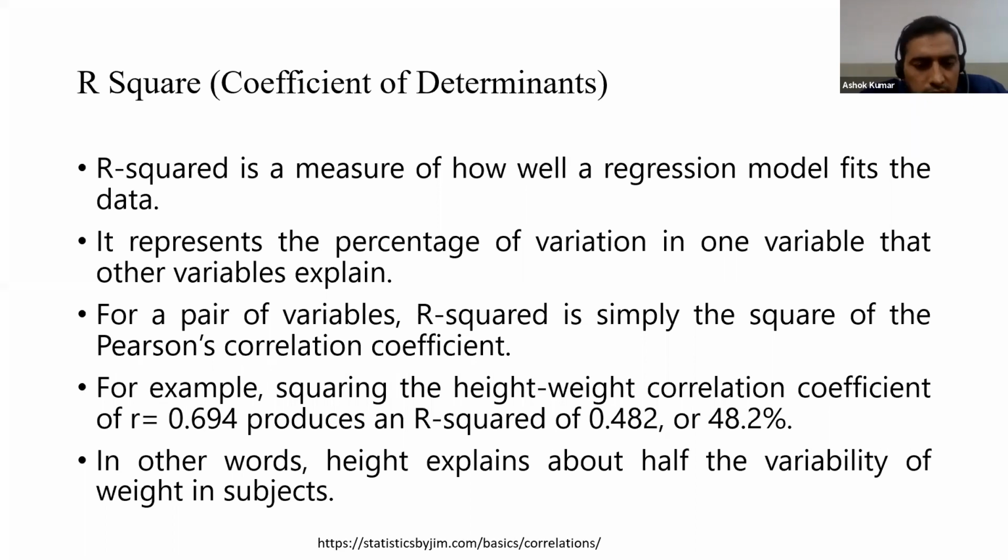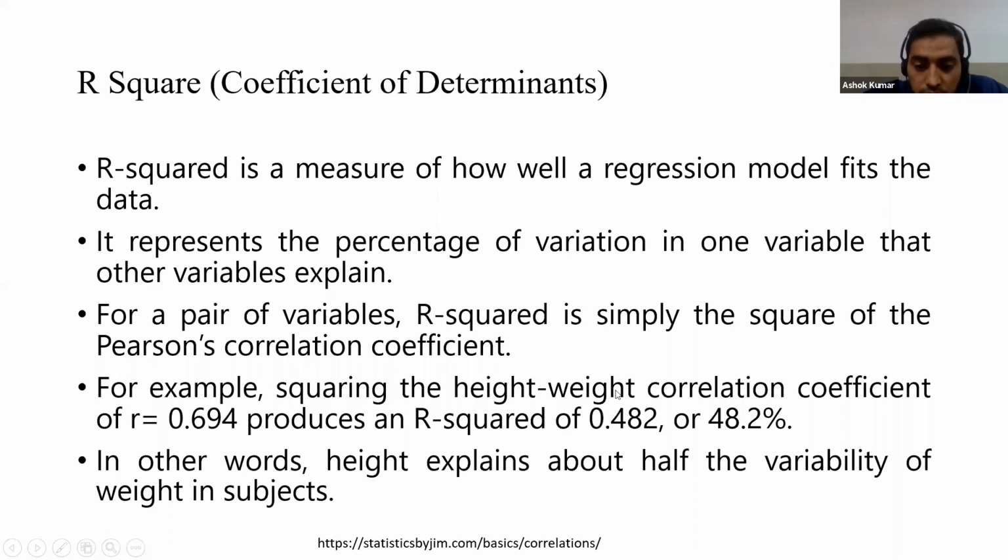For a pair of variables, for example height and weight, R squared is simply the square of the Pearson correlation coefficient. For example, suppose the height-weight correlation coefficient R is 0.694. To get R square, we square this, then we get 0.482. What's the meaning of this 0.482? It's 48.2%. In other words, height, the independent variable, explains around half the variability of the dependent variable, weight, in a subject.